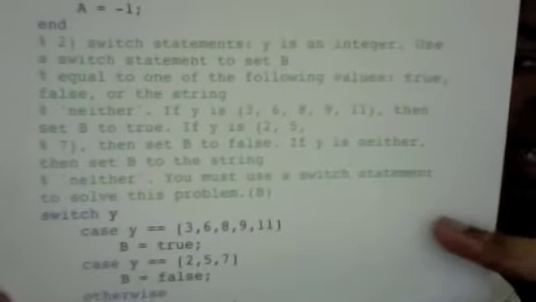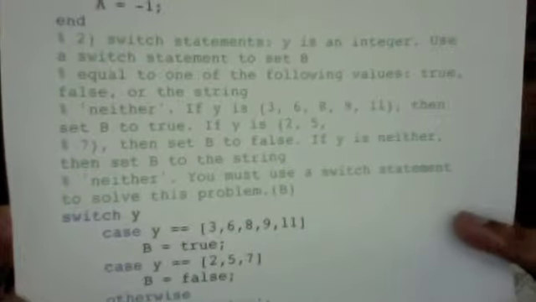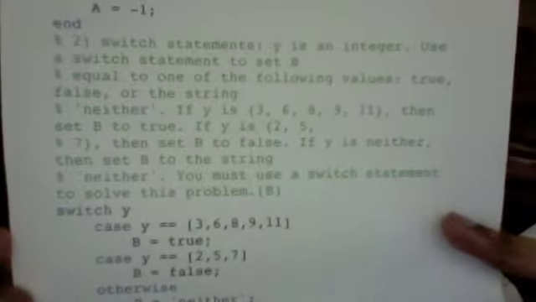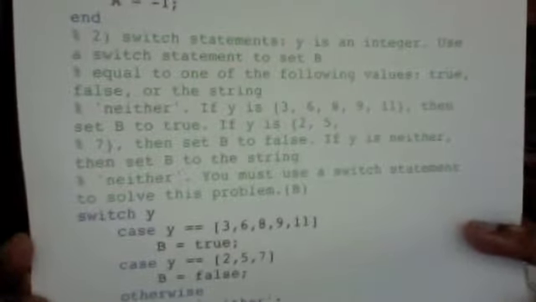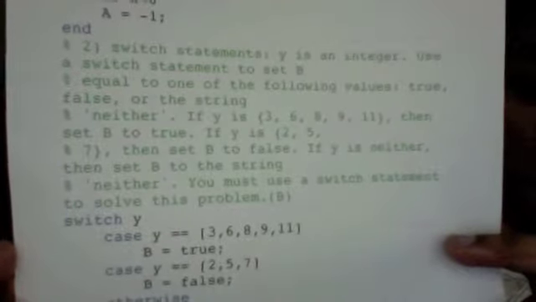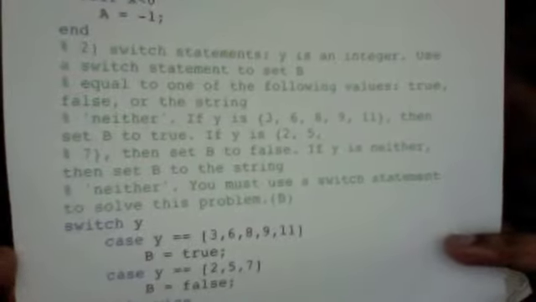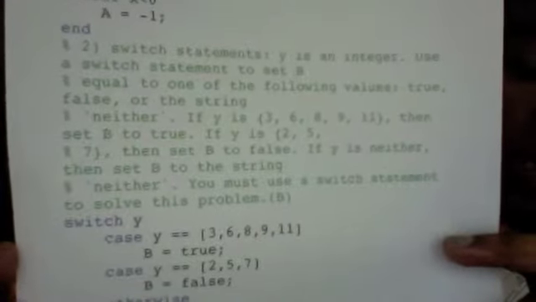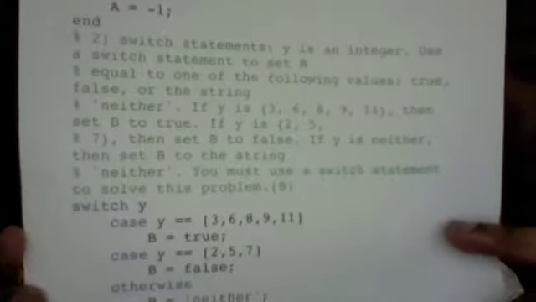So y is an integer. Use a switch statement to set b equal to one of the following values: true, false, or the string 'neither'. If y is any of these values, 3, 6, 8, 9, or 11, then set b equal to true. If y is 2, 5, or 7, set b to false. If y is neither, then set b to the string 'neither'. You must use a switch statement to solve this problem.